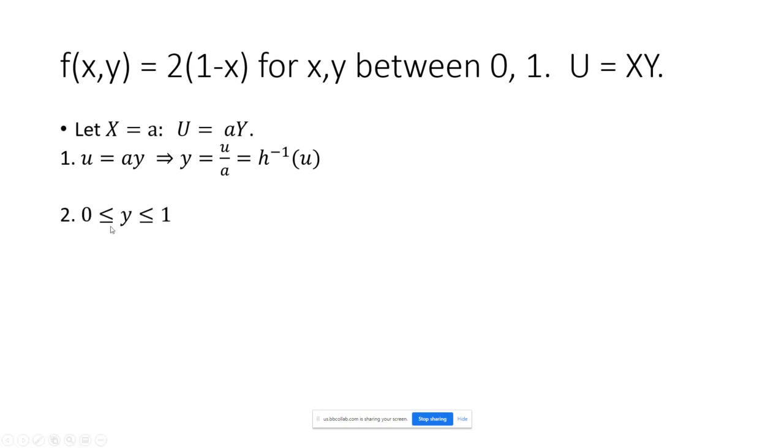So here we had that y was between 0 and 1. So replace y by u over a. And then we want to solve that so that u is by itself. So we can multiply everything in this inequality by a. So we get that u is between 0 and a. All right, what's our next step going to be?